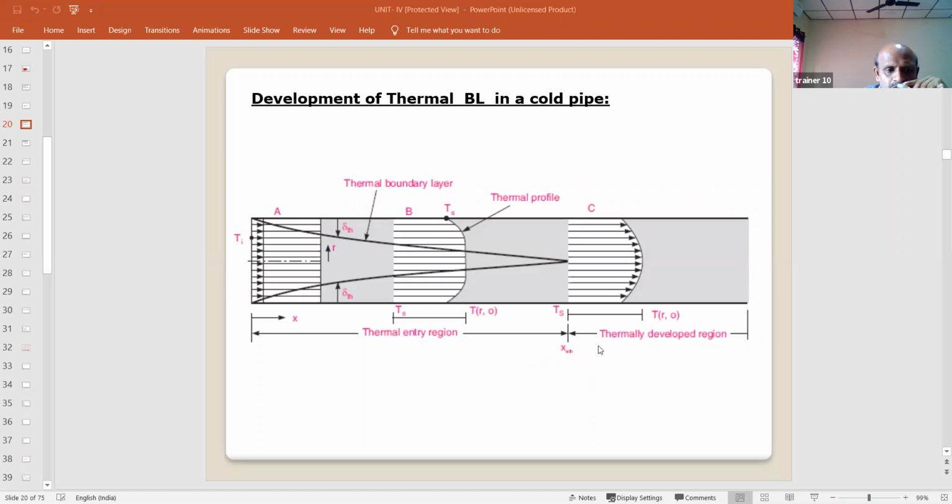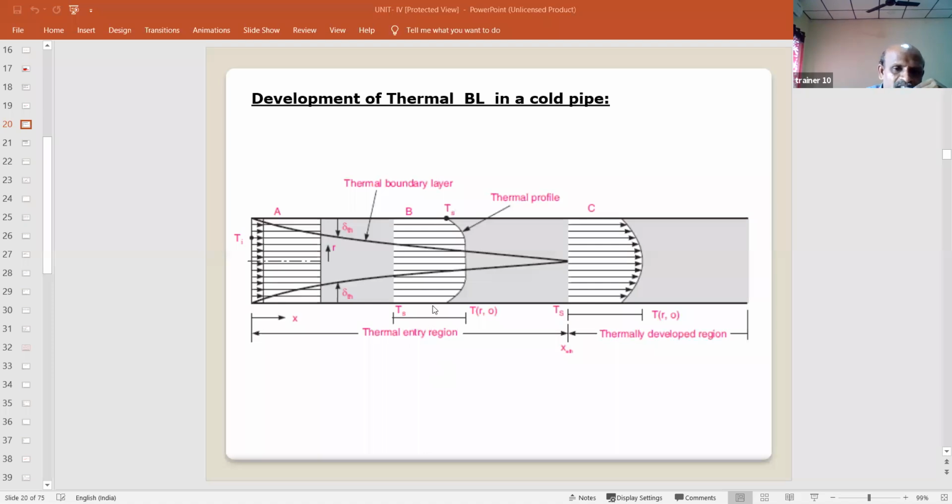Okay, so is it clear? Or anybody have doubt? Respond in the chat box. Both are similar, but there we are considering the velocity, whereas here we are considering the temperature. In the case of the hydrodynamic boundary layer we are considering the velocity distribution, whereas in the case of the thermal boundary layer we concentrate on the temperature distribution. That is the only difference.